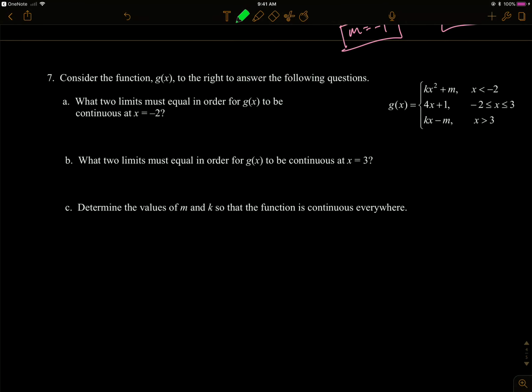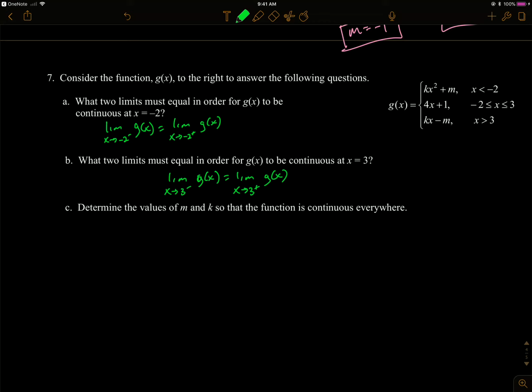Consider that function to the right. What two limits must be equal in order for it to be continuous at -2? Well, we're going to do the same sort of thing. We would say that the limit as x approaches -2 from the left of g of x has to be equal to the limit as x approaches -2 from the right of g of x. For it to be continuous at 3, the limit as x approaches 3 from the left of g of x has to be equal to the limit as x approaches 3 from the right of g of x. So then we can figure out the values for k and m.